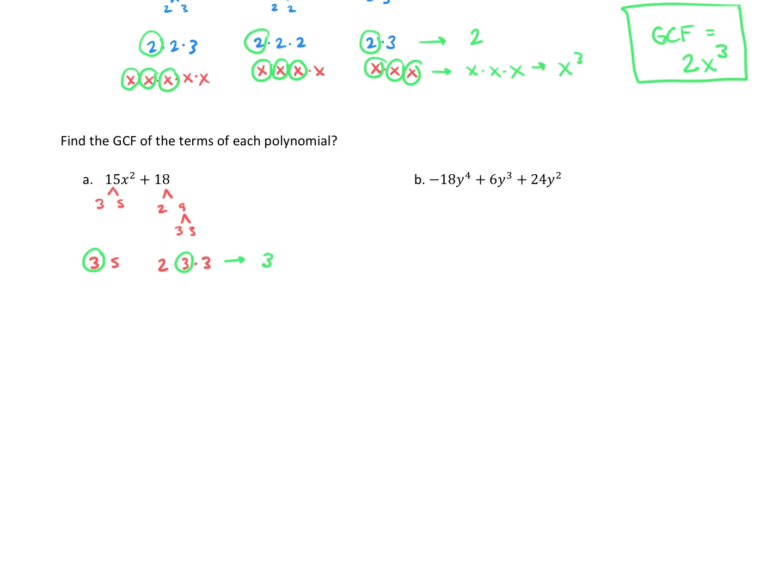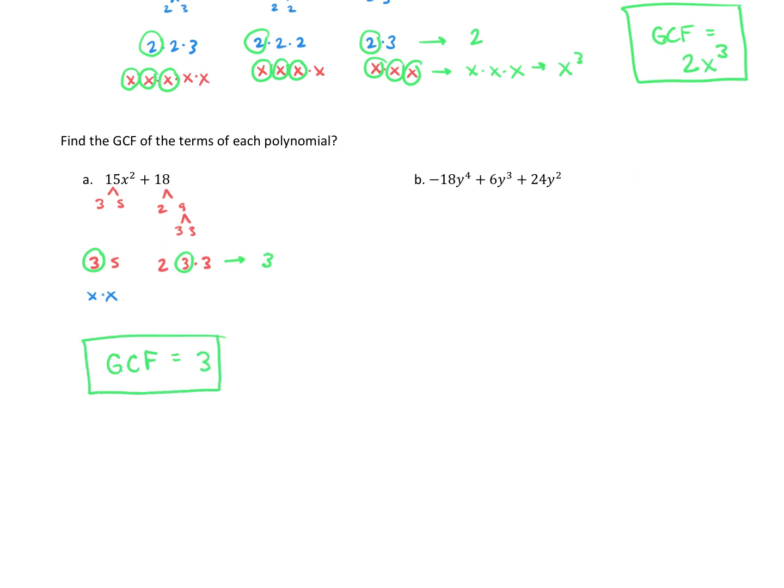Now we have to look at the x's. That 15 has an x squared, so we have an x times an x. The 18 doesn't have any x's with it. So do the two terms have any x's in common? They don't. So that means the only common factor, and it is the greatest common factor because there was not one bigger than that, is that 3.